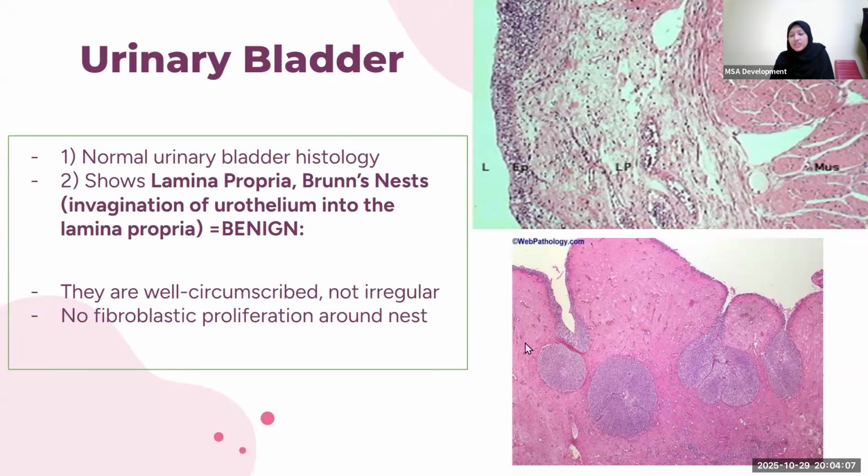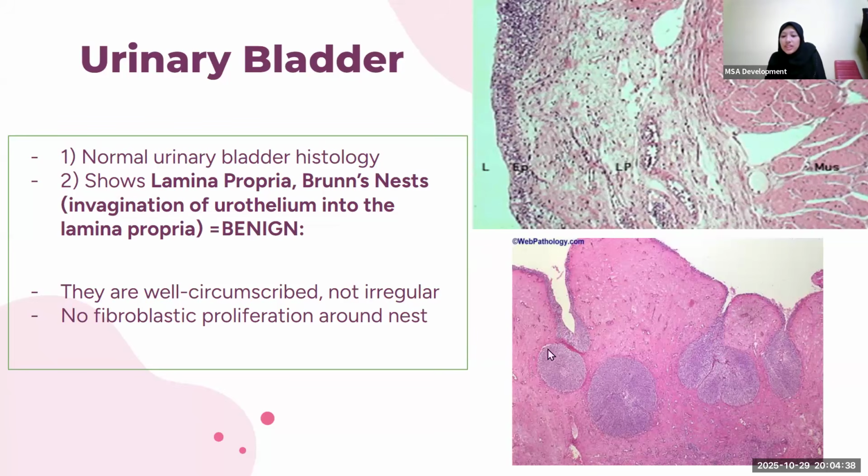If in any case you see this picture and it shows invagination of epithelium or urothelium into the lamina propria, causing nests called Brunn's nests. So these are all epithelium in the wrong place, basically, but they are benign. It can be due to instruments. Some people can do surgery here, and the epithelium by mistake will be injured and it will go into the lamina propria. It can happen.